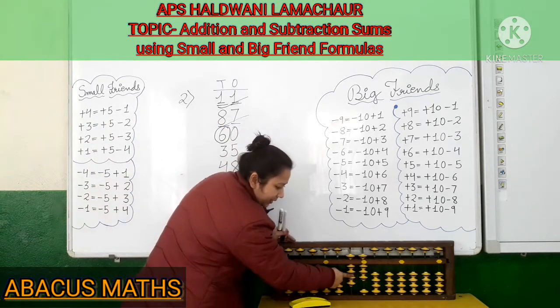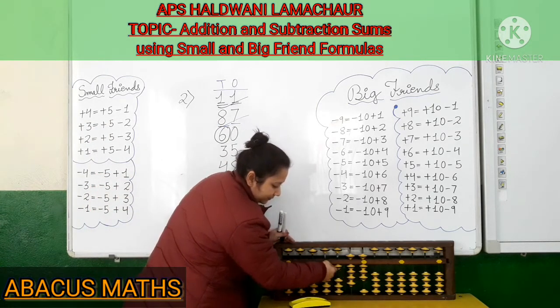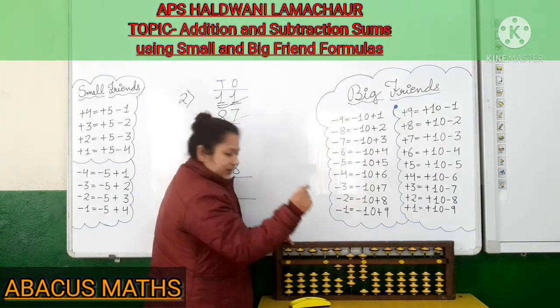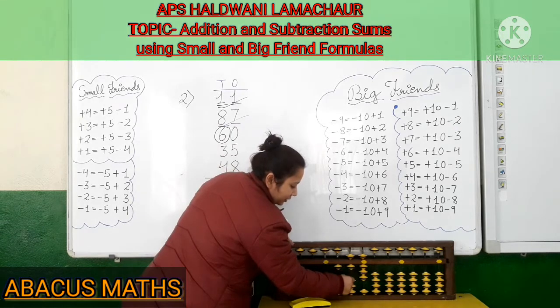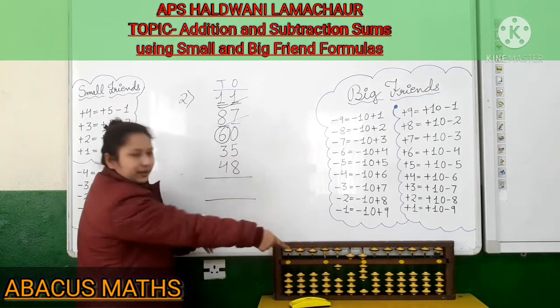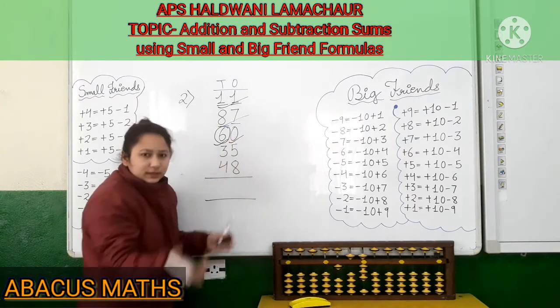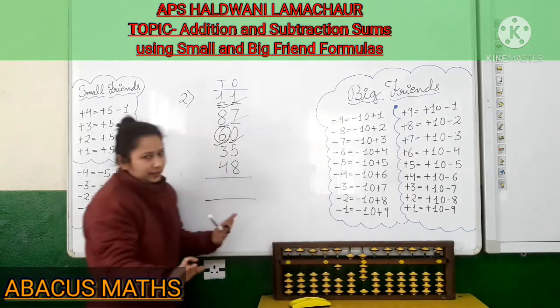See 6 we have to add here. So 10 we will add. Plus 10. Then for adding 6 minus 4. 1, 2, 3, 4. Plus 10 minus 4 and the 6 is added. Now 0 means nothing. So we will add nothing here.